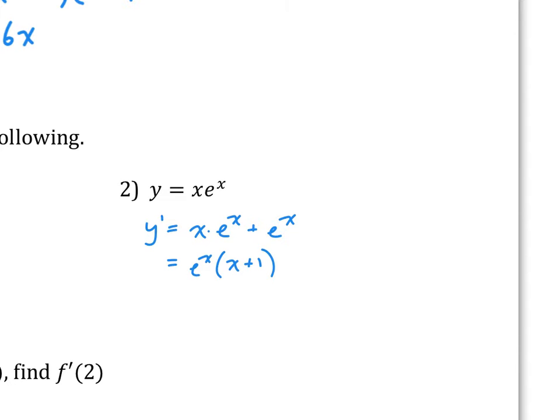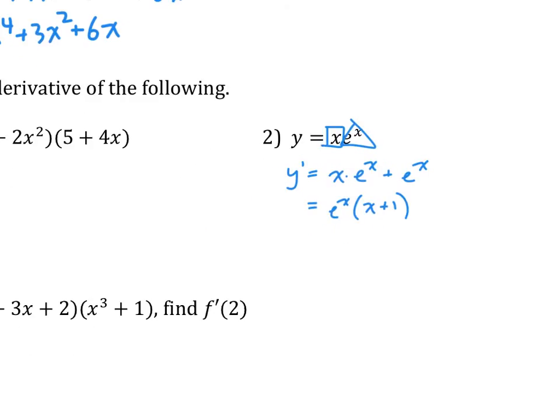All right, so again, the analogy with box and triangle. So x d e to the x. Remember, the derivative of e to the x is e to the x. That's why we don't change it. Plus triangle. Triangle in this case is e to the x, and then the derivative of x is 1. And then what we want to do is simplify it. So take out the e to the x, and then you have e to the x times x plus 1.